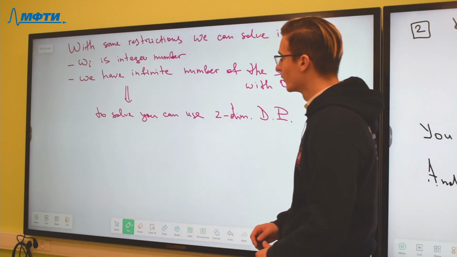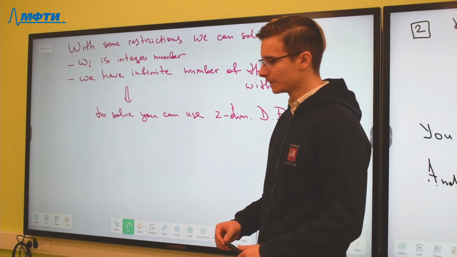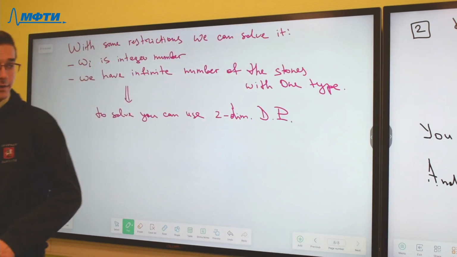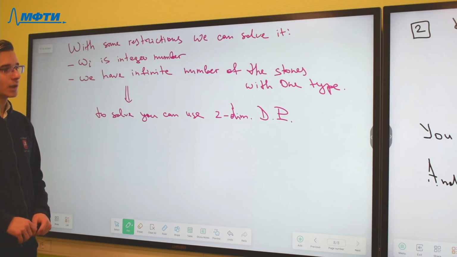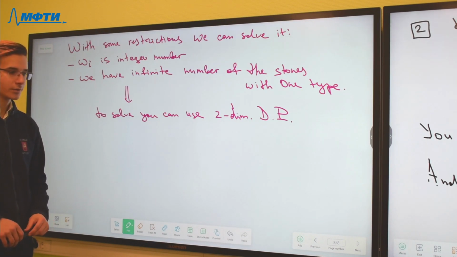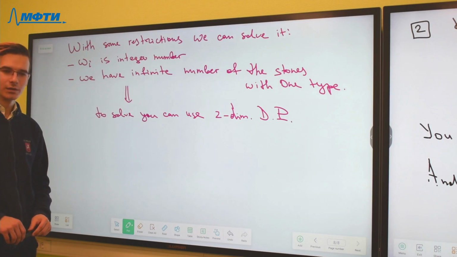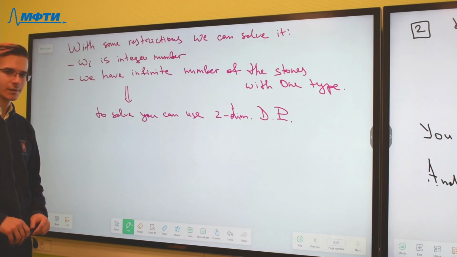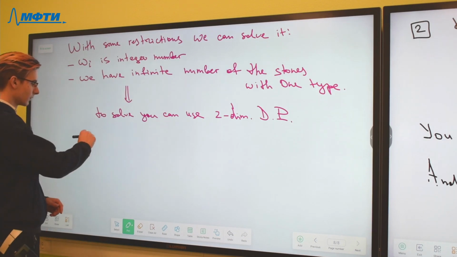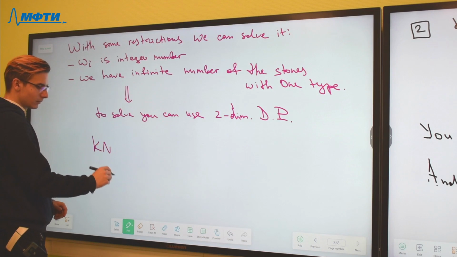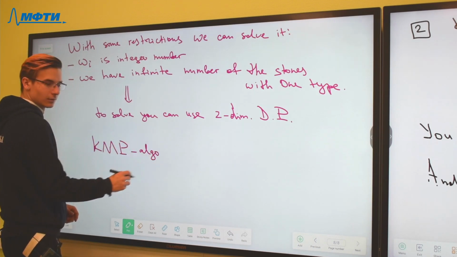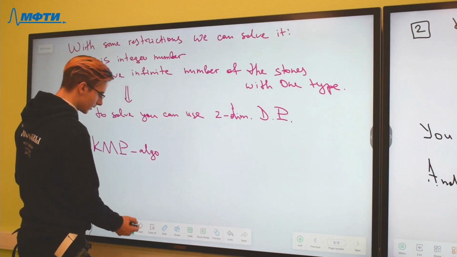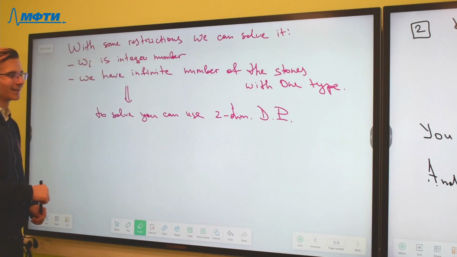Next time we start with deterministic finite automata, and we talk about it, and then talk about the Knuth-Morris-Pratt algorithm. Did you face it? Knuth-Morris-Pratt. Yeah. Didn't study. Okay. So we study it next time, I think.